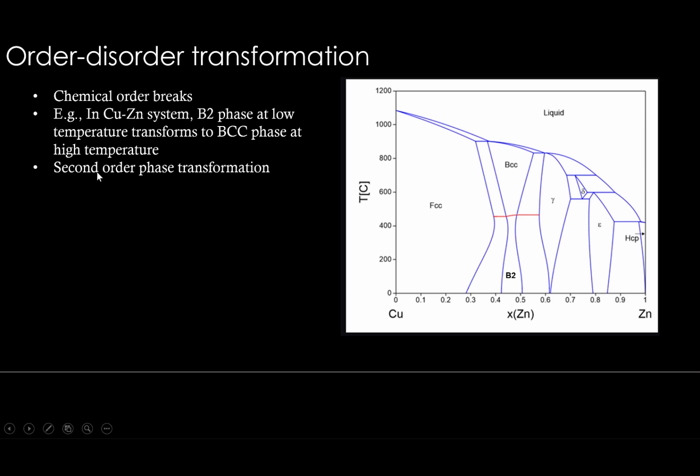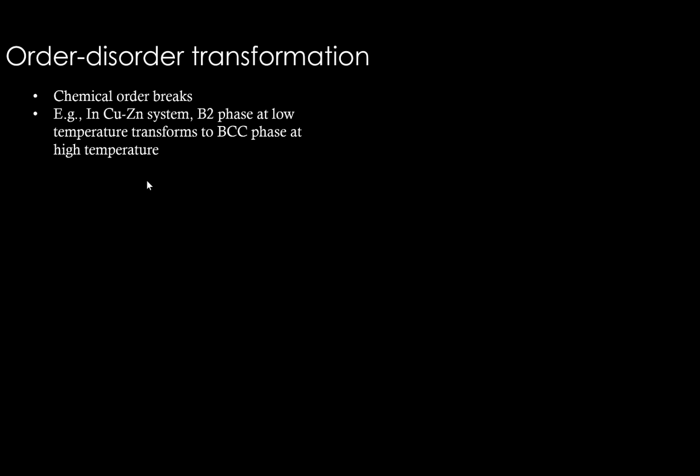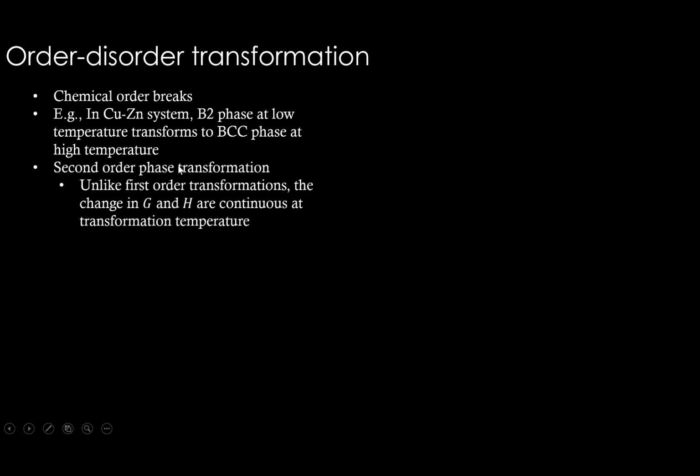And this is a second order phase transformation. So now we are introducing one more term, second order phase transformation. And this is one of the reasons why it is difficult to detect in other techniques. We will see why and how it is different from first order transformations. Okay. Second order phase transformation. Unlike first order transformations, the changes in G and H are continuous at the transformation temperature. You see, so the changes in G and H we haven't noticed in the first order transformation.